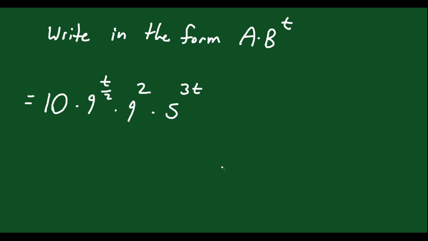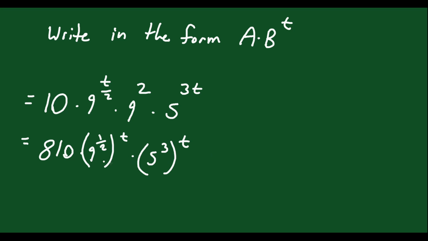Okay, what's next? Well, I could figure out what 9 squared is, right? 9 squared is 81, and 81 times 10 is 810. So just put 810 at the front like that. Okay, what am I left with? Well, you have 9 to the exponent t over 2. You can split that up, so it's 9 to the 1/2 to the exponent t. Same with this 5, right? You could say it's 5 cubed to the exponent t. And then you can simplify what those numbers are, right? So you get 810 times 3 to the t, right? 9 to the 1/2 is 3, you're square rooting 9. And then 5 to the exponent 3 is 125 to the t.